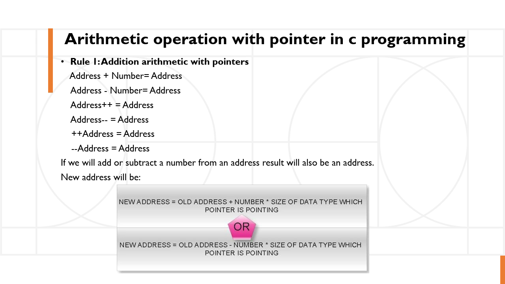The new address will be: new address equals old address plus number into size of the data type which the pointer is pointing to. Suppose I have a character data type, I have a character pointer, so plus number into the size of, that is 1 byte. New address equals old address. Suppose it is pointing to 2000, minus 1 into 1 byte, that is 1999 will be the new address.